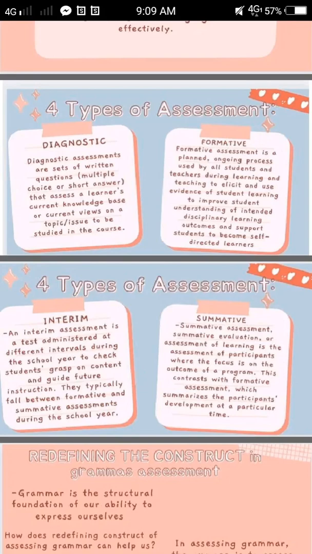And for the fourth type of assessment, we have summative assessment, or assessment of learning, which is the assessment of participants where the focus is on the outcome of a program. This contrasts with formative assessment, which summarizes the participants' development at a particular time. Summative assessment is used to measure students' knowledge after a subject has been taught. Examples of summative assessments include a midterm exam, a final project, a paper, or a senior recital.